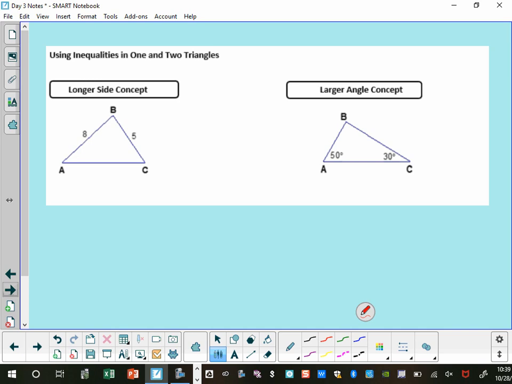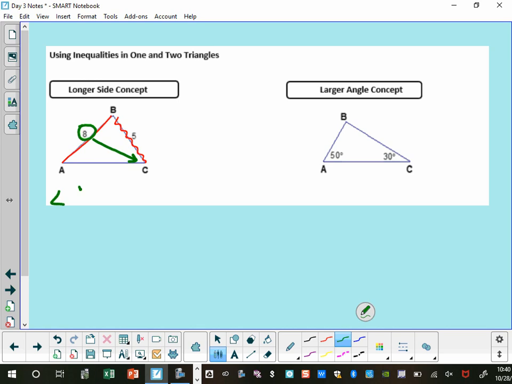Do you guys see how I have AB, which they labeled 8, and then I have BC, which they labeled 5. Which number is bigger, 8 or 5? The 8 is bigger. Circle the 8. What this means is to figure out which angle is bigger, we base it off of the side. So if this side is bigger, which angle is directly across from that longer side?